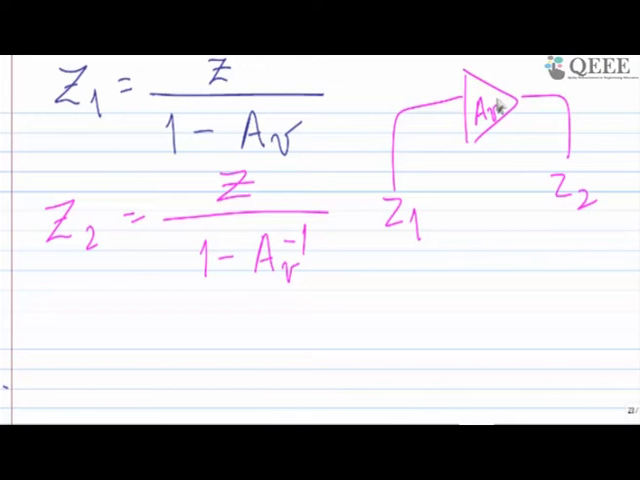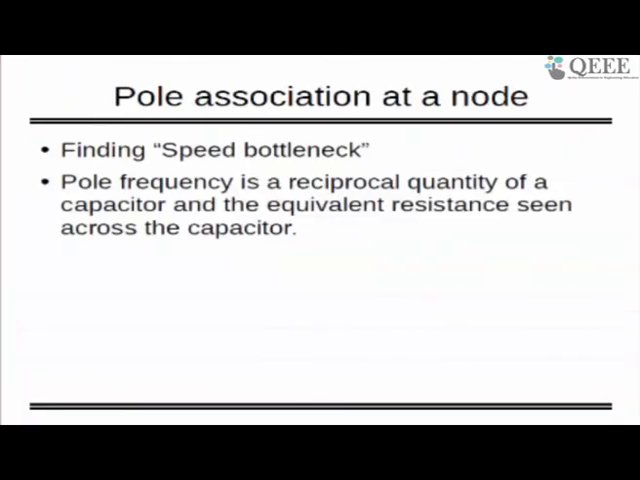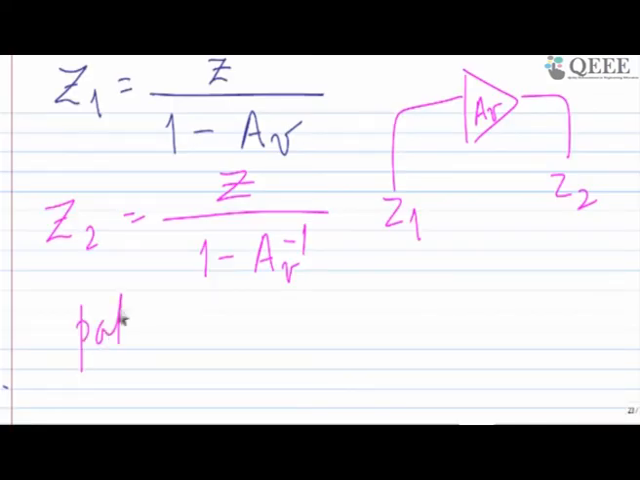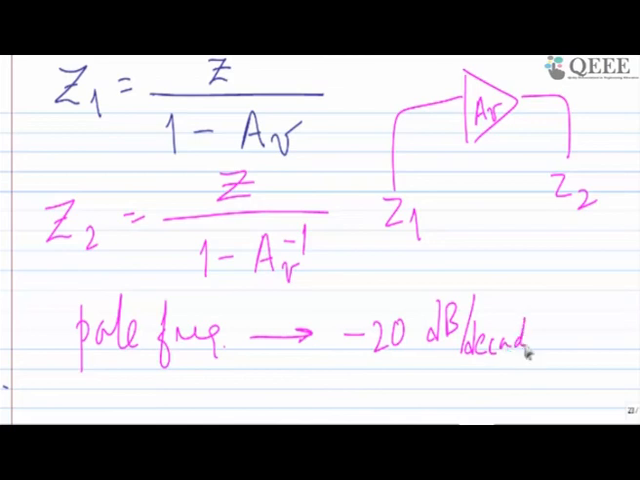But this theorem only works when there is a gain. Just look at that. If there is a gain, you can decompose your impedance in two parts, which is Z1 and Z2. And what we wanted to do is, I want to find out the pole associated with the node. When I'm saying the pole association, it means the pole frequency. Pole frequency is the one which contributes minus 20 dB per decade of slope. And if it is giving you minus 20 dB per decade, so it's a bottleneck.